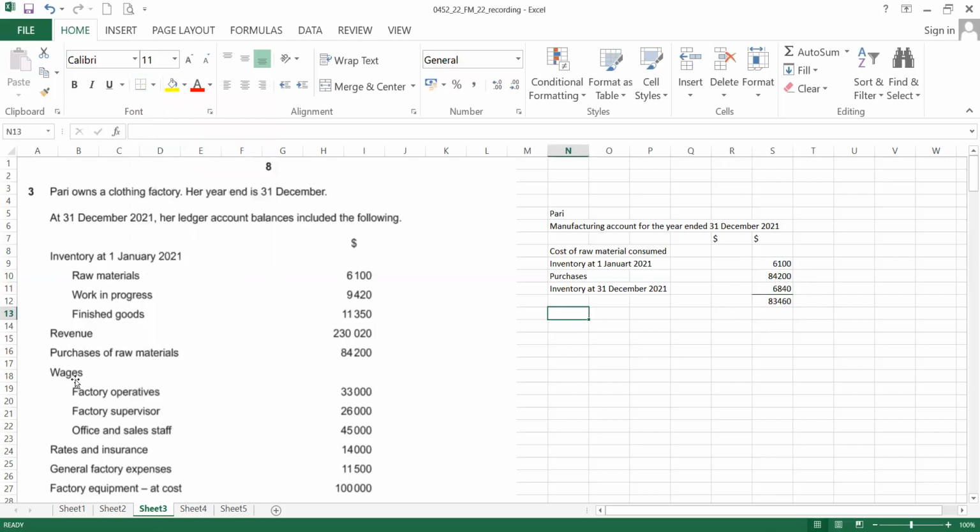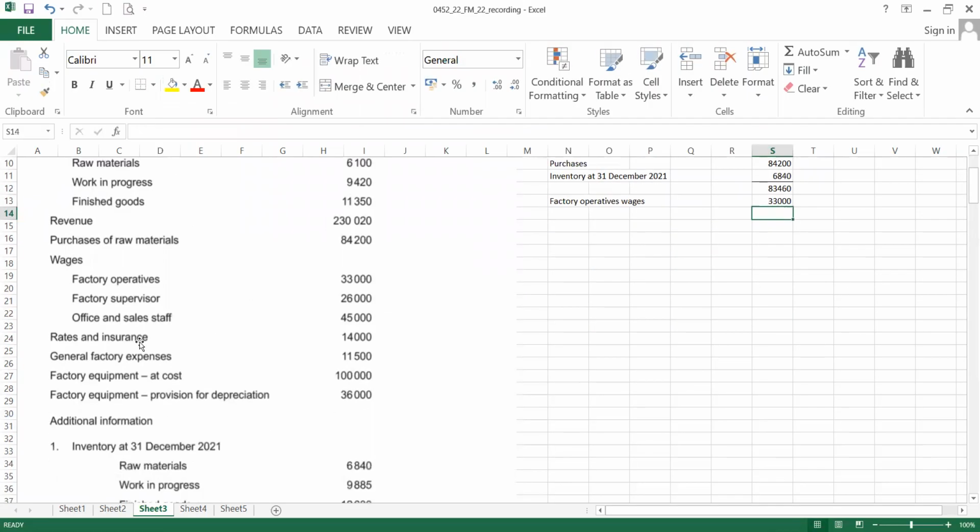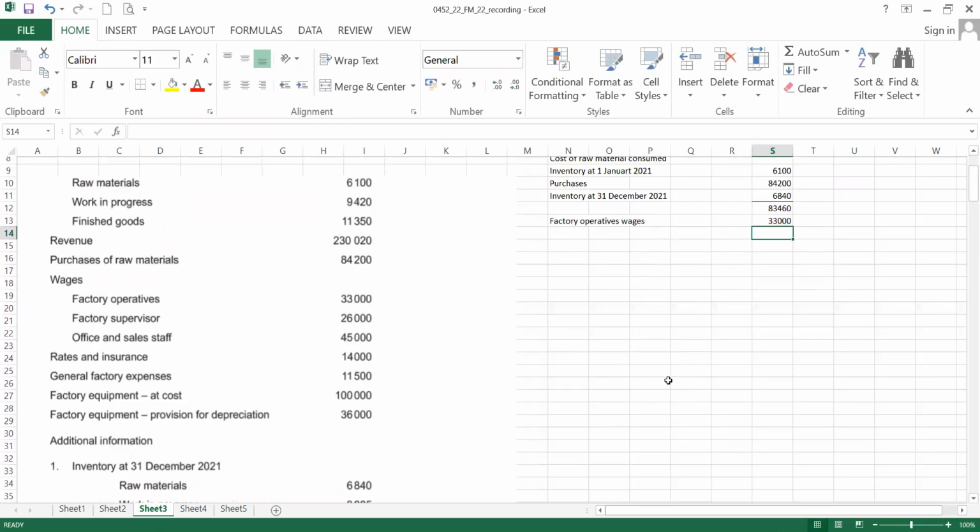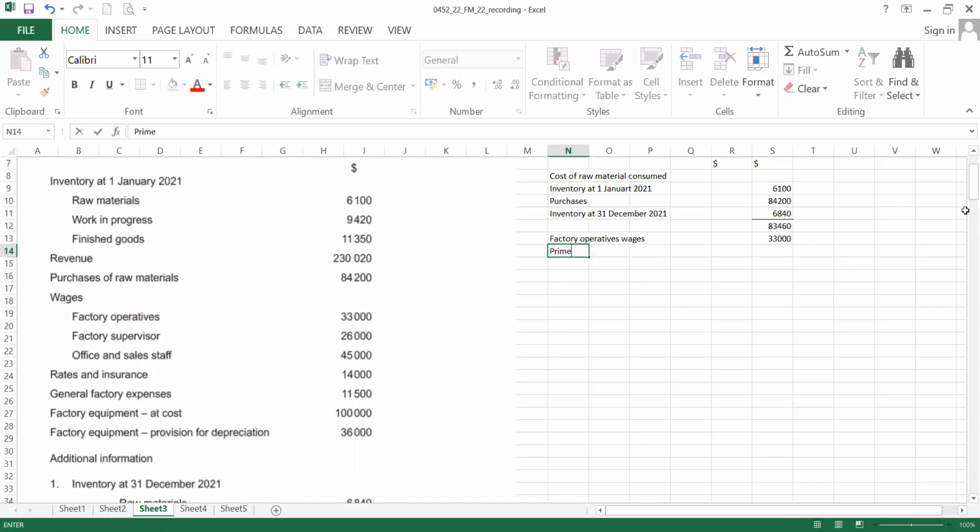And then for the wages, we have factory operative wages. This is a direct wage. The amount is 33,000. And then after that, any direct expenses? Okay, this question doesn't have any. So we have the prime cost. This prime cost must be written, so take these two plus together. Total prime cost.